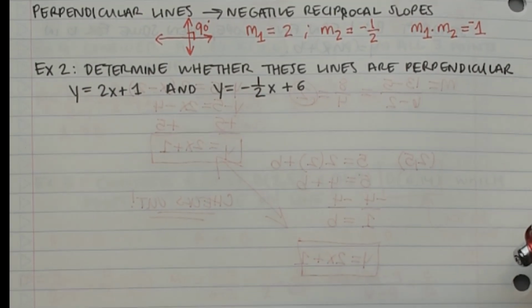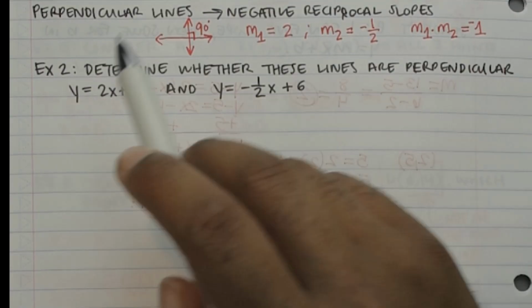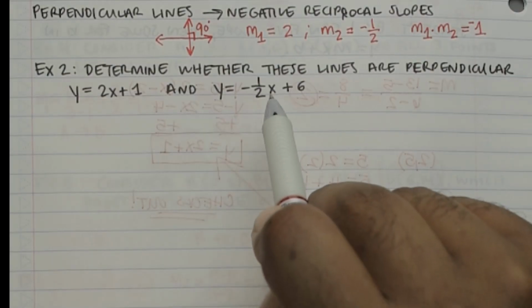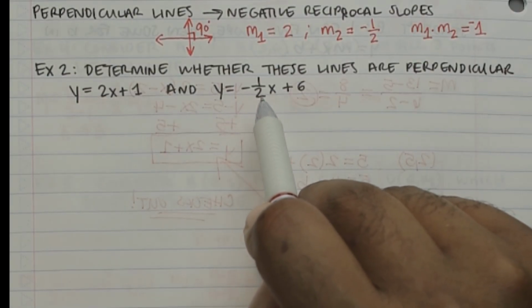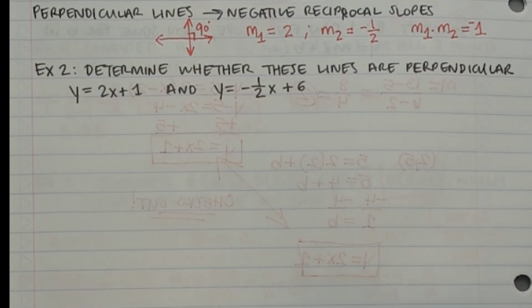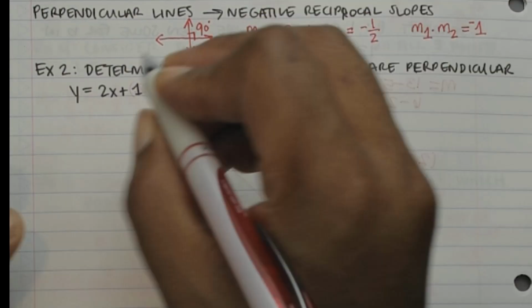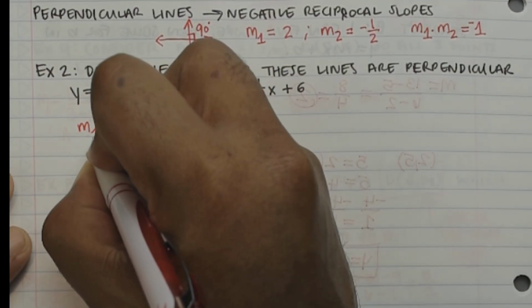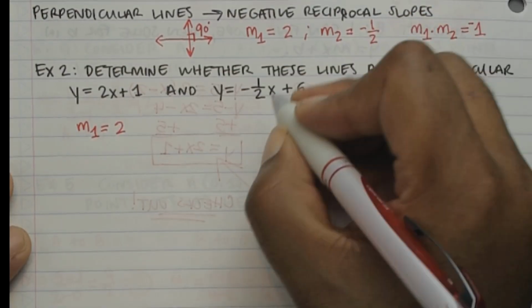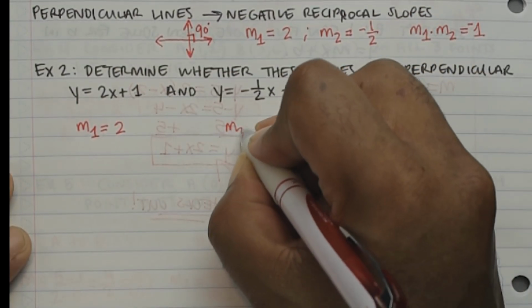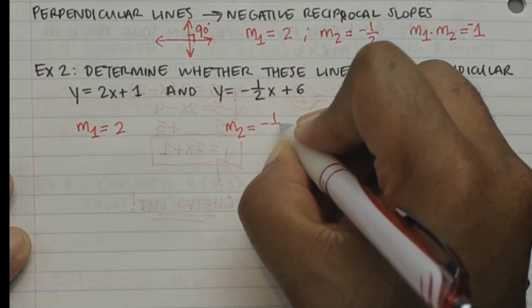Let's look at an example. So we have example 2. Determine whether these lines are perpendicular. We have y equals 2x plus 1 and y equals negative 1/2 x plus 6. So the slopes are m sub 1 equals 2, and m sub 2 equals negative 1/2.